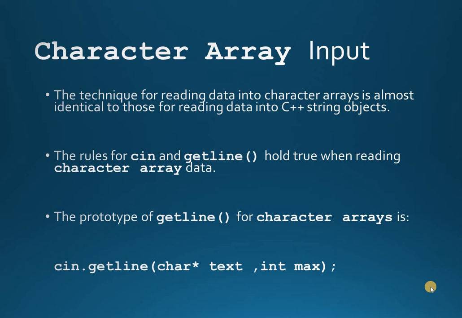Okay, how do we input to character arrays? Well, a character array is text, so we're going to use a getline. But it's a different form of getline. This one says cin.getline(char* text, int max). Well, what the heck is this char star? Remember, it's a character array. So this is the pointer to the character array, and text is the name of your array.